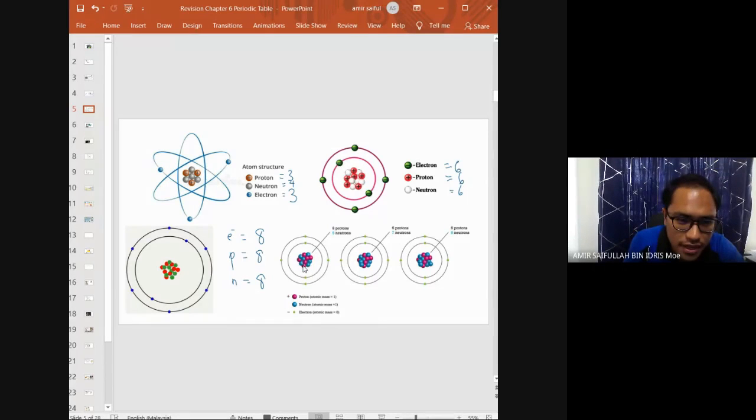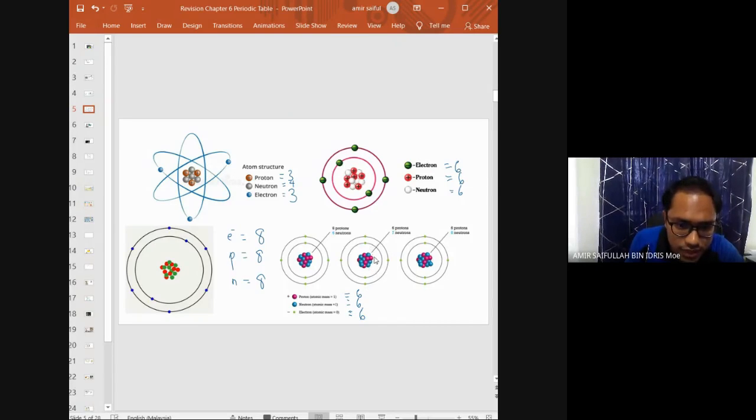Okay, look here first. How many electrons does this one have? How many electrons, guys? Okay, good, 6. How many neutrons? Okay, I don't know which one is the neutron, so I'm going to count the protons. 1, 2, 3, 4, 5, 6. Okay, so 6. Neutron, also 6.